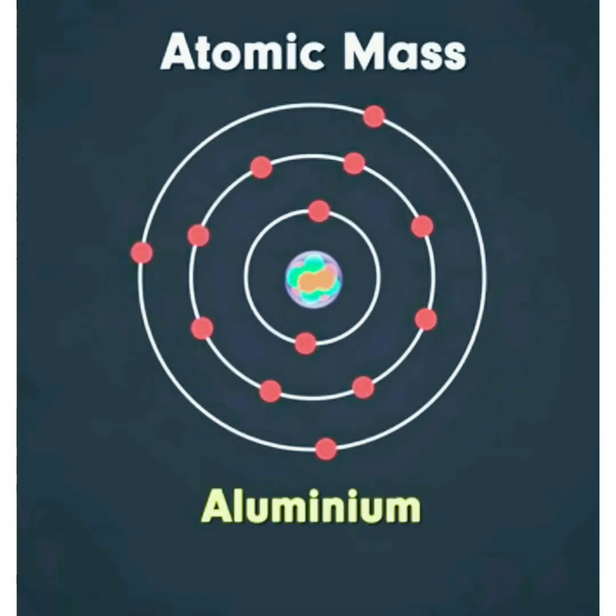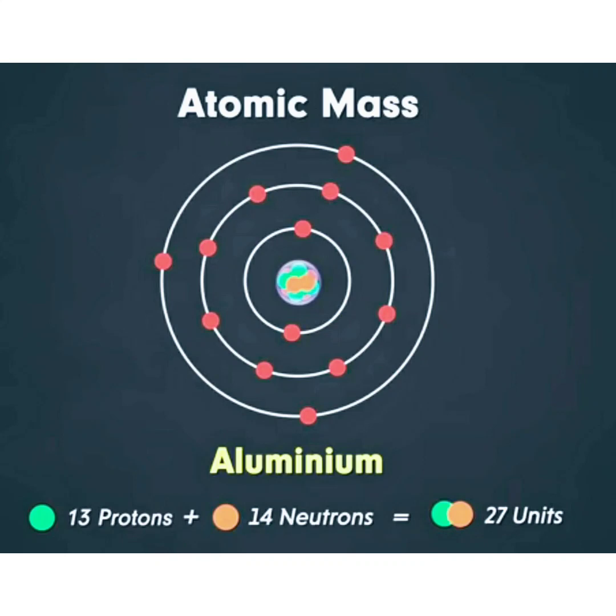Similarly, if we look at an atom of aluminium, aluminium consists of 13 protons and 14 neutrons. It also has 13 electrons rotating around the 3 orbits that aluminium has. But the atomic mass for aluminium is just considered as 27 units or 27 atomic units. That's 13 protons plus 14 neutrons giving us 27 units.